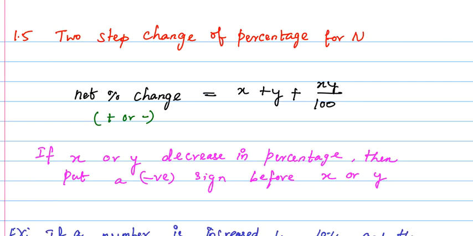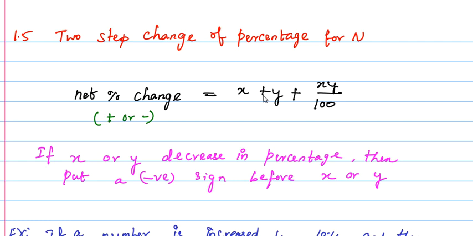Two-step change of percentage for some number. Suppose you consider one number and consecutively change the percentage 2 times or 3 times. So what is the net percentage change of the particular number? The net change is the final percentage change. So this is the formula.